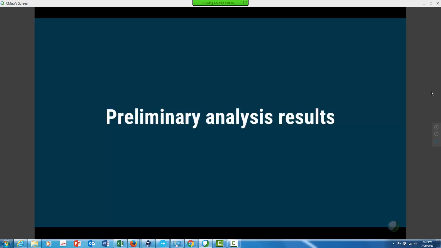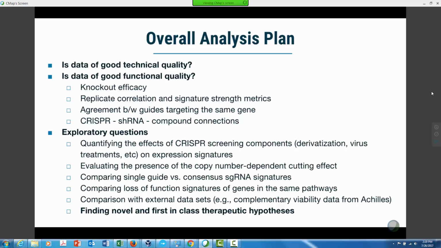So, of course, there are a number of analyses that I have been and will and plan to do as part of the validation of this data set. And I've roughly broken them down into 3 groups. So first, we want to make sure that the data is of good technical quality. So these are just assessing our standard technical quality measurements.